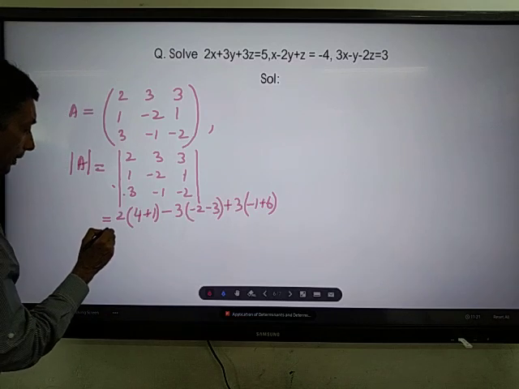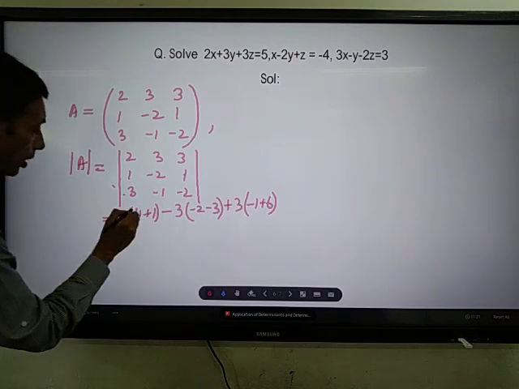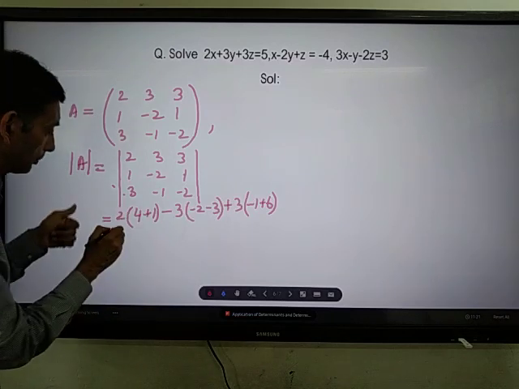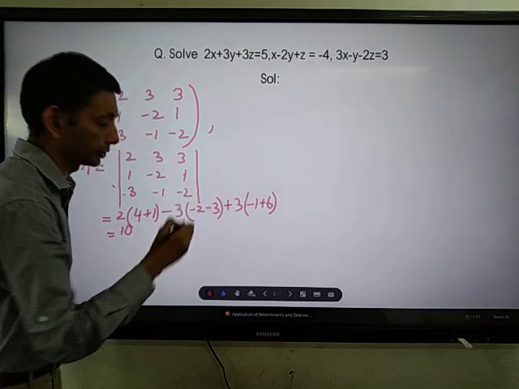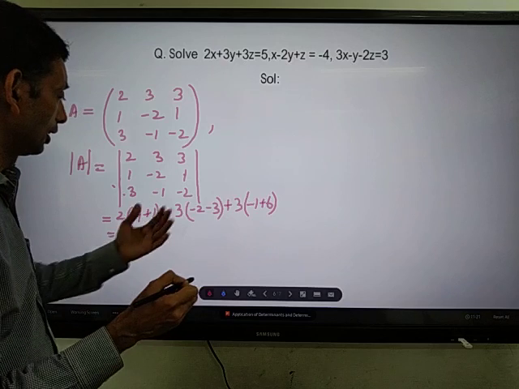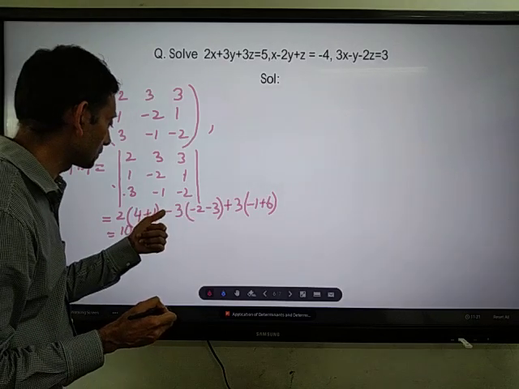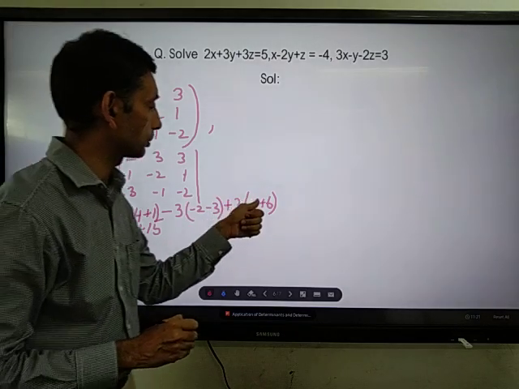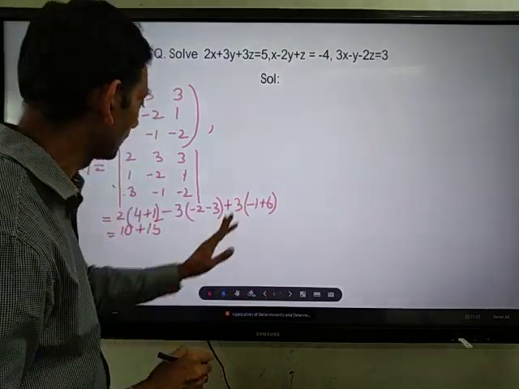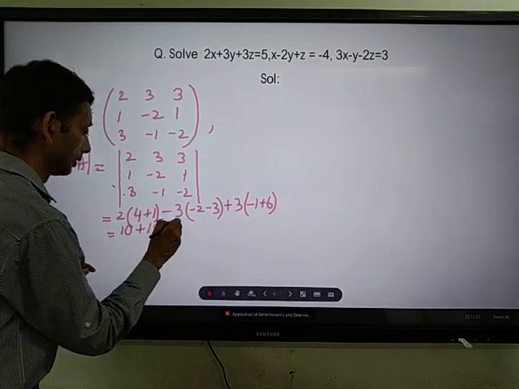Let us calculate what our value is. The value is 4 plus 1, 5. 5 into 2, how much? 10. Here minus 3, minus 2. Minus 3, minus 2 is what? Minus 5, and minus minus is plus, and 5 into 3 is 15. And here minus 1 plus 6. Minus 1 plus 6 is 5. 5 into 3 is 15.